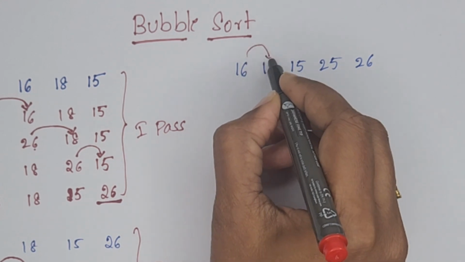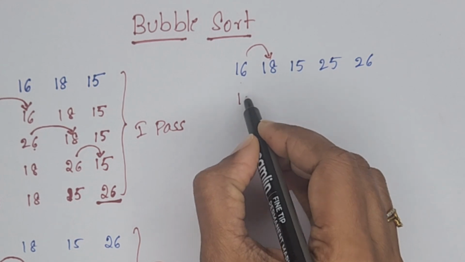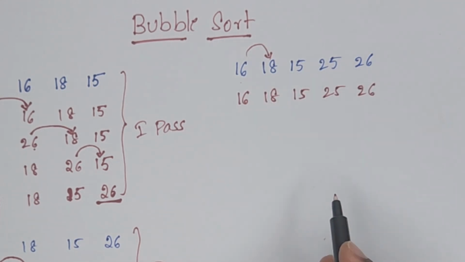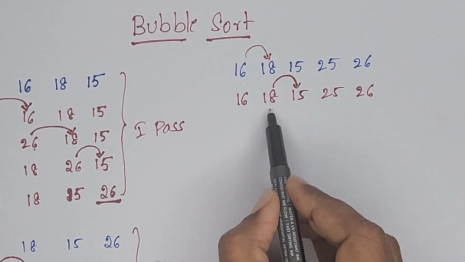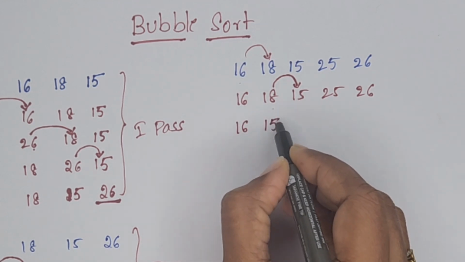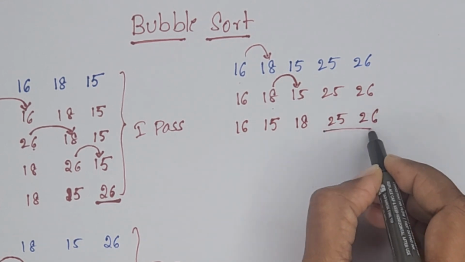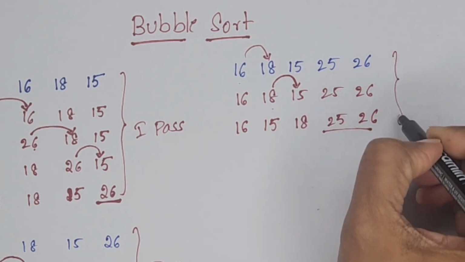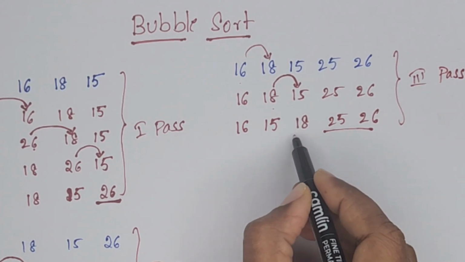Again we'll compare the first two elements. Is 16 greater than 18? No. No need to swap. So 16, 18, 15, 25 and 26. Next two elements, the second element and third element. Now 18 is greater than 15. So we have to swap these two elements: 16, 15, 18, 25 and 26. See, already these last elements are in sorted order. Now this is the third pass. After the third pass, if you observe, the last element is in sorted order.